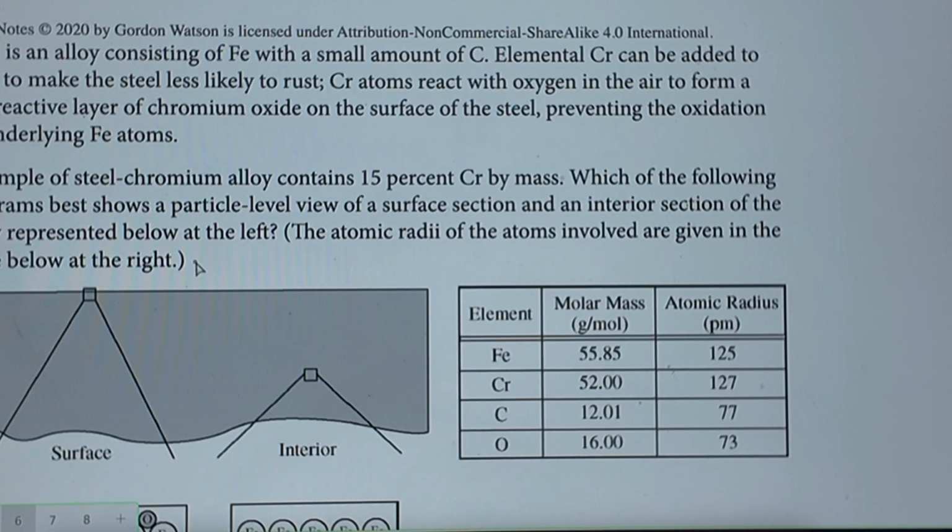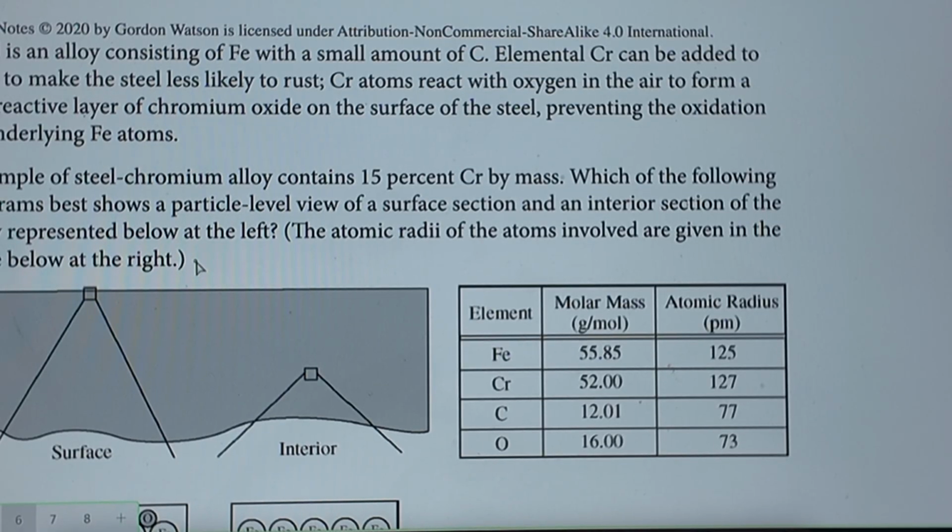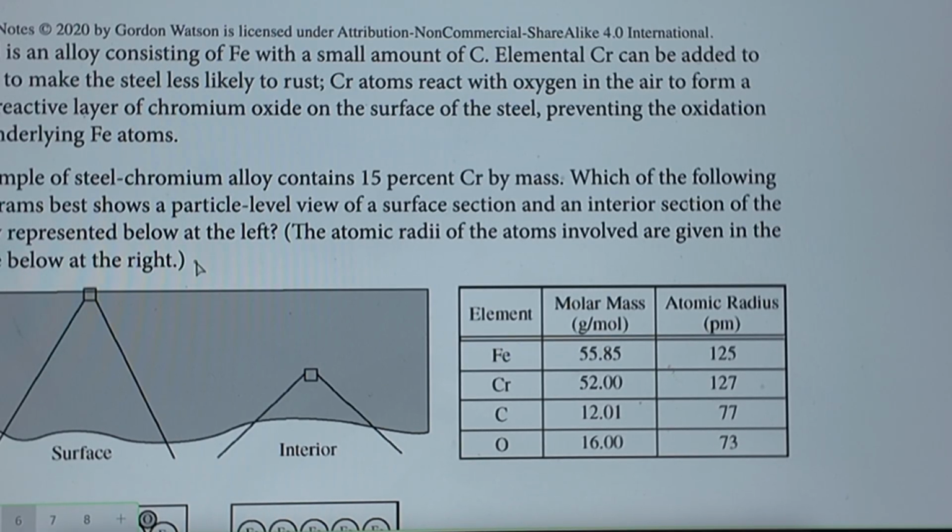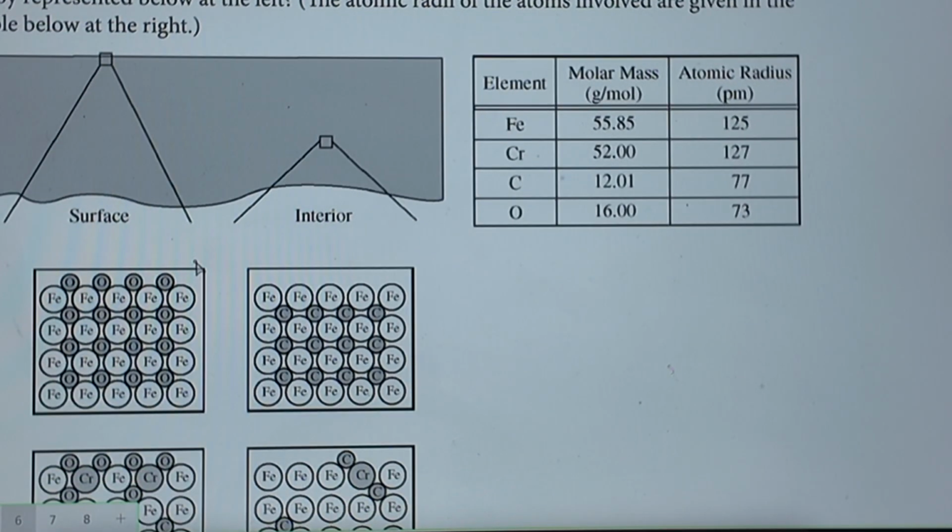Chromium is added to steel to make it less likely to rust. Chromium atoms react with oxygen in the air to form a non-reactive layer of chromium oxide on the surface, preventing oxidation. All right, because that's the thing with steel: it rusts. You ever see like a bike chain or something like that? It rusts. And so here they talk about the mass and atomic radius.